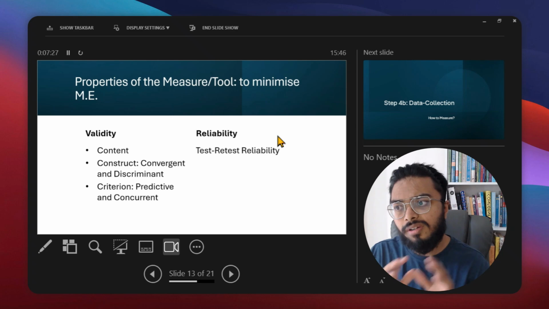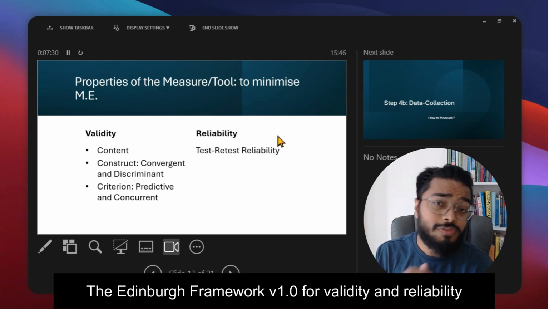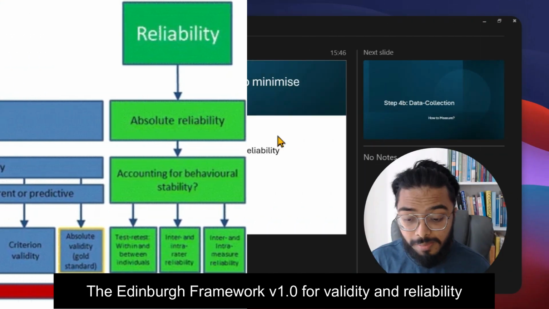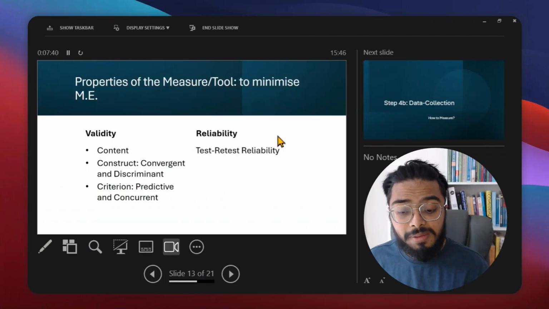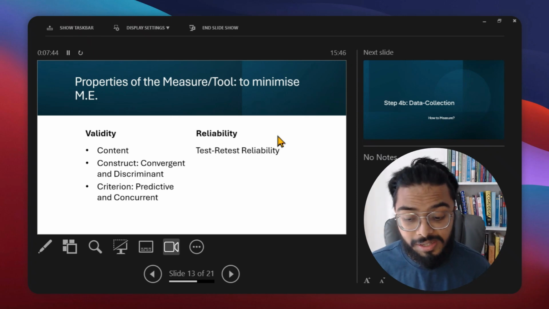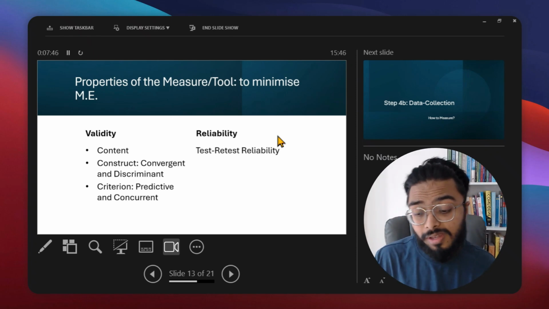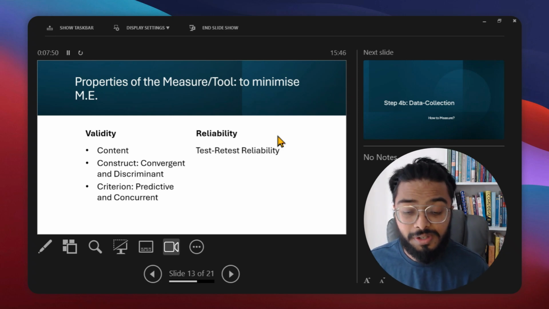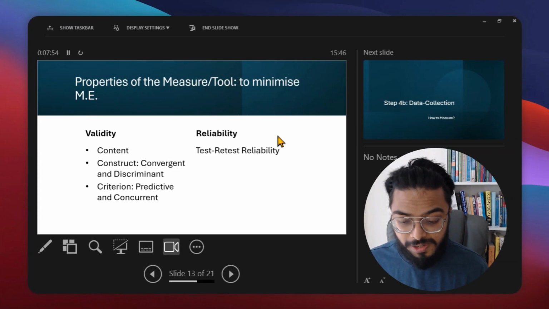So these are some of the important, most frequently heard types of validity, and we have seen reliability as well. By minimizing measurement error, you can improve the reliability and validity of your data, okay? Which is crucial for drawing accurate conclusions. Finally, let's talk about the methods you will use to measure your data.